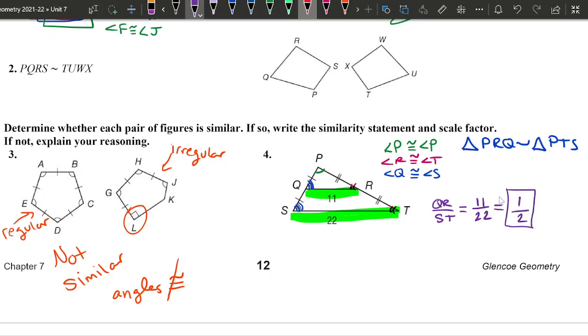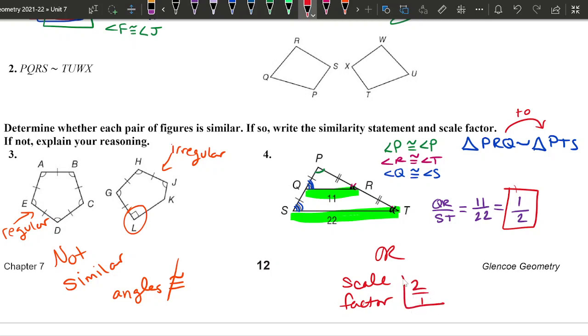If I start with the small triangle and go to the large triangle, then it is 1/2. If I went from the large triangle to the small triangle, my scale factor would be 2 over 1. And you would go ahead and write that as a fraction, 2 over 1. It just depends on which way you set it up. All right. So that's similarity statements and scale factor.